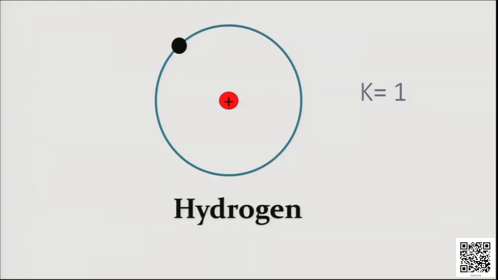So let us try to understand the distribution rule by taking certain specific examples. The first example in front of you is hydrogen. As all of you know, hydrogen has only one electron. So as it is having only one electron, that electron will be accommodated in the K cell. So hydrogen contains one electron and that electron is accommodated in the K cell.